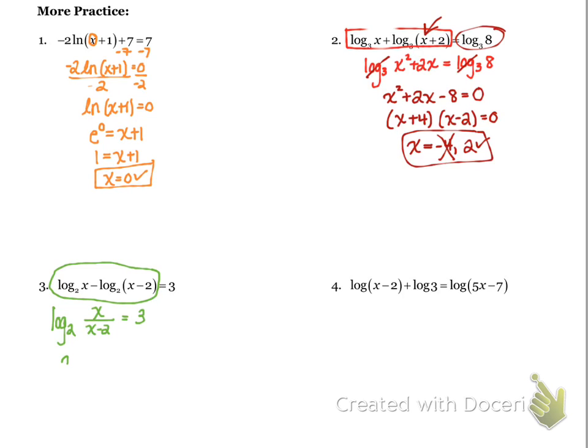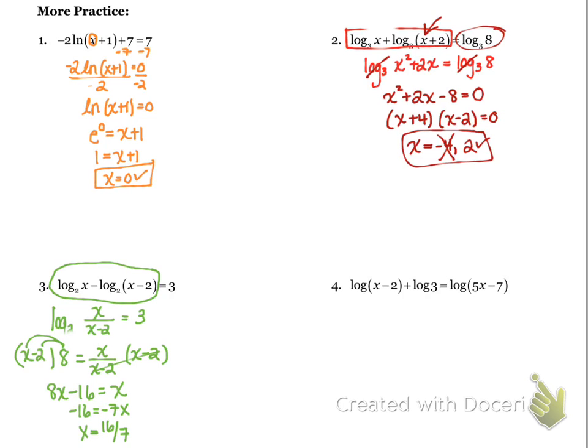Here we go. 2 to the third equals x over x minus 2. 2 to the third is 8, and I'm going to replace it since I'm running out of room. Now I need to get the x minus 2 out of the denominator, so I'm going to end up multiplying that by both sides. And I have to put parentheses because we are going to distribute this 8. And if I added 8 to the other side, I get negative 16 equals negative 7x. So x equals positive 16 over 7.